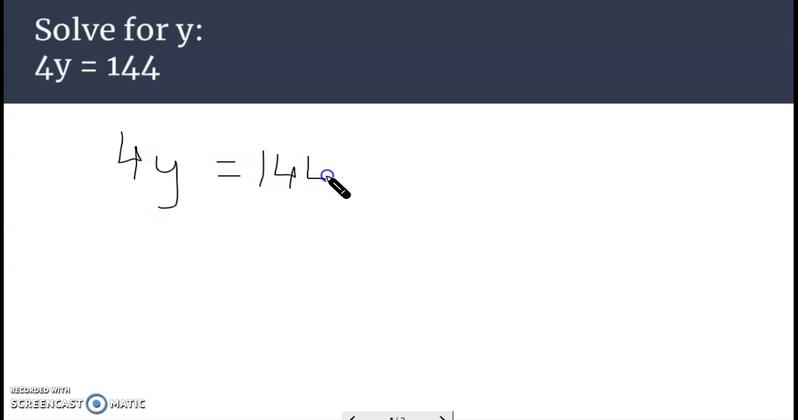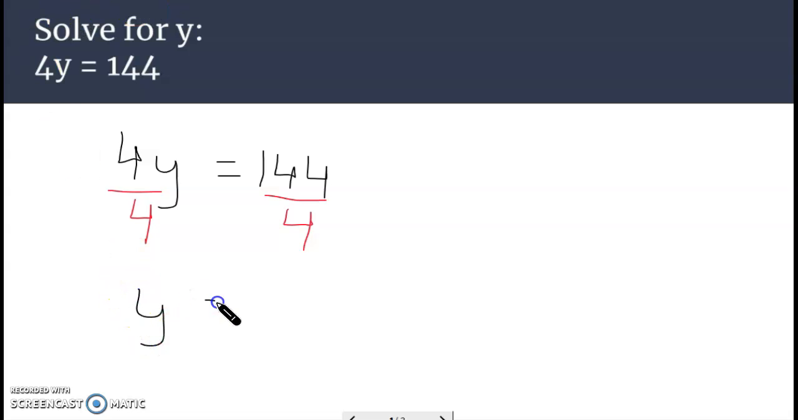Now we see our variable is y. We see that it's being multiplied by 4. So we're going to do the opposite of multiply by 4. Divide by 4, and I'll show that here. Divide by 4, fraction bar shows division.